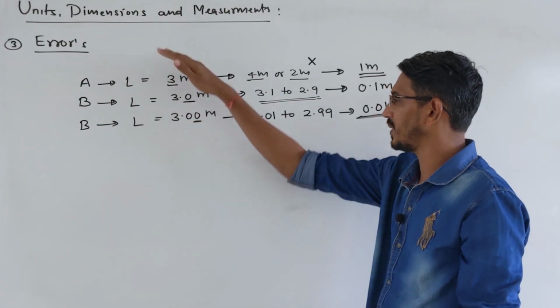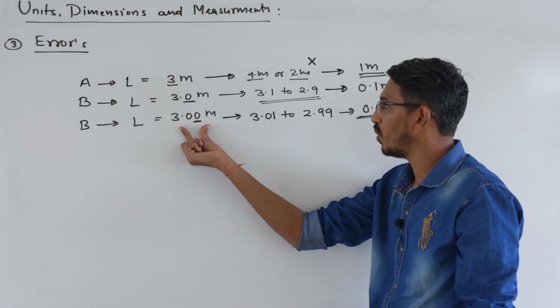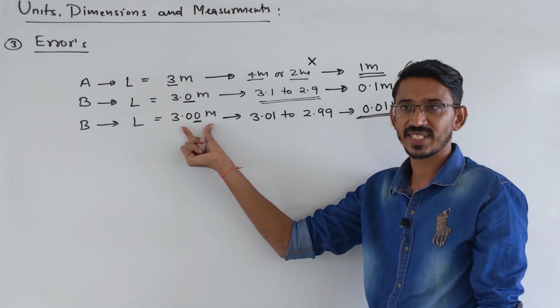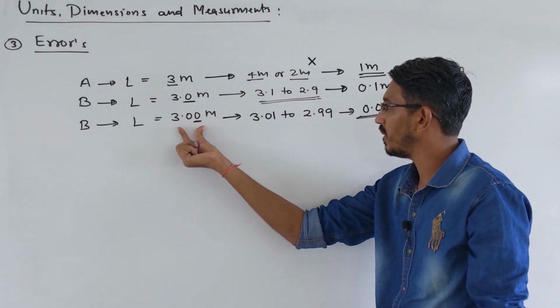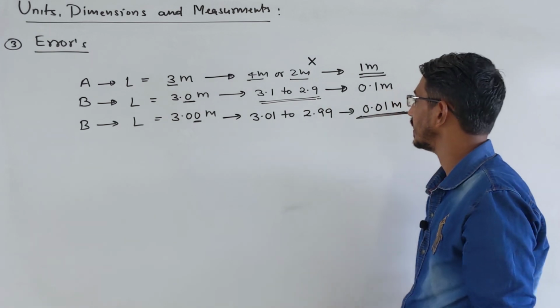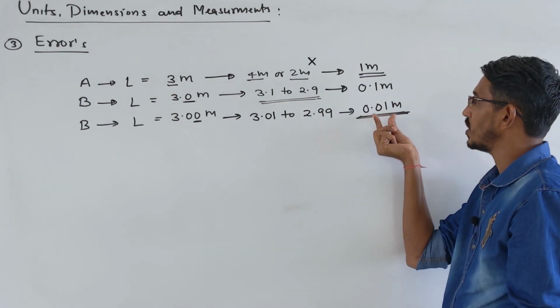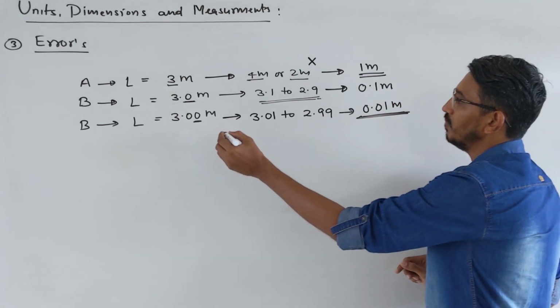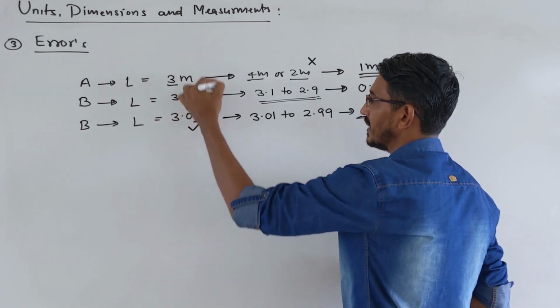Everybody gave the same answer, only 3 meter, but this one gave it with more accuracy, right? A more precise answer, because he is measuring with an instrument which is very precise, which has a very small least count, right? Yes, and he is making only this much error, 0.01 meter. So this is the most accurate answer among these 3 answers, right?